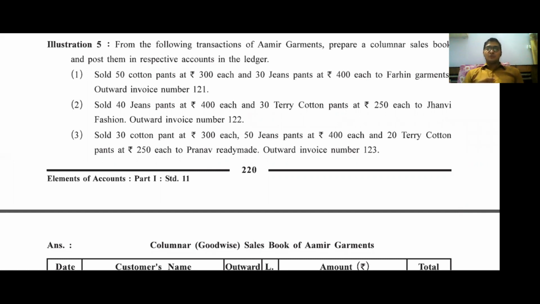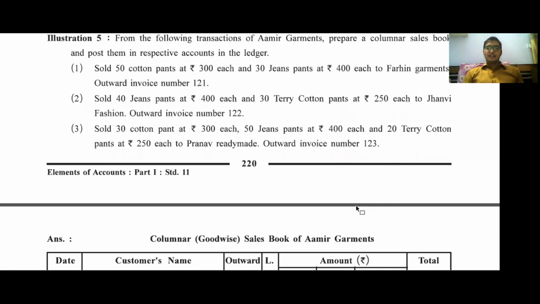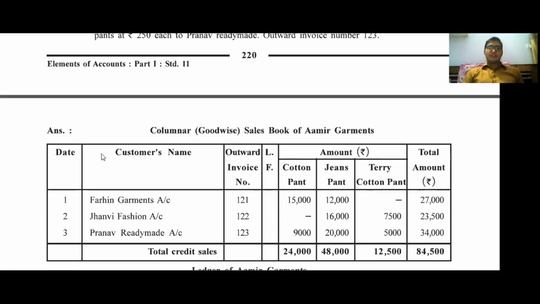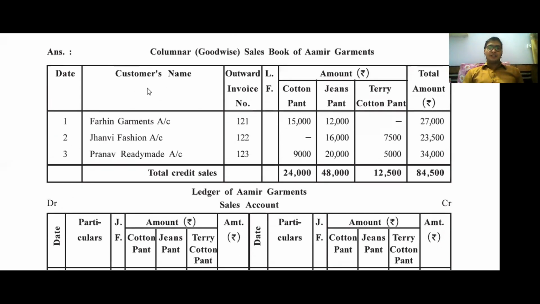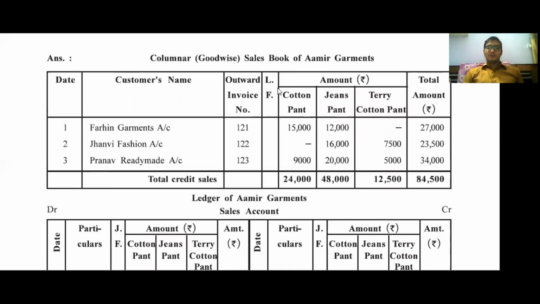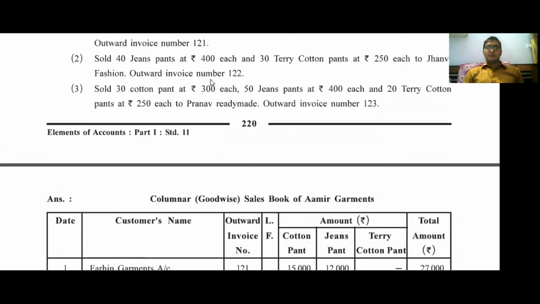Now I am going to start columnar subsidiary books, meaning the columnar sales book. In this question, we have to first prepare the columnar sales book and then post it into the ledger accounts. In a columnar sales book, there is a format like date, name of customer, outward invoice number, ledger folio number, and names of different products.